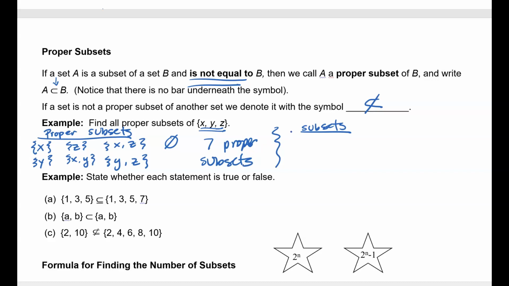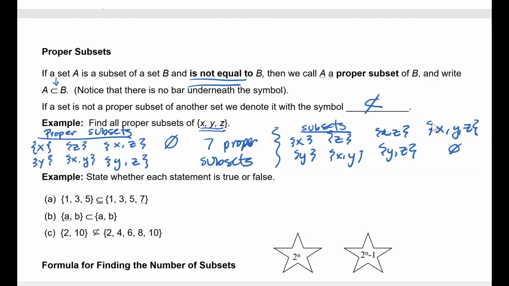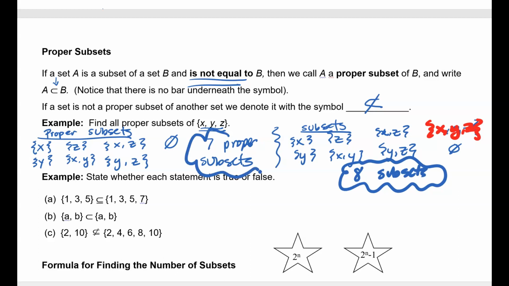And then with subsets, it's very similar. You're just going to include the whole set. So for subsets, you would list the same ones. So x, y, z, x, y, x, z, y, z, and then you would also list x, y, z there and the empty set. So let me actually use a different color. So x, y, z, that's the only difference between these two problems, is that a subset includes the set itself. So for subsets, there are 8 subsets. So there's one more subset than proper subset.